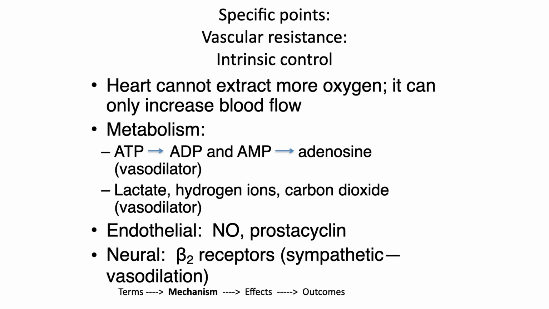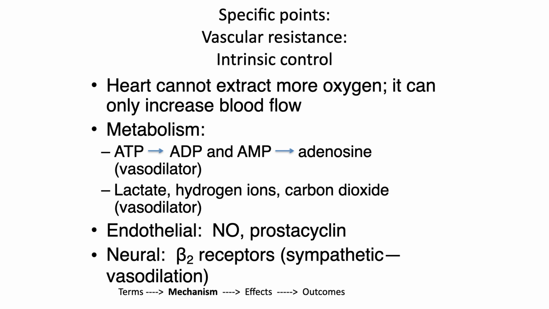So with vascular resistance, talking about intrinsic control, one thing that says is the heart basically can't extract more oxygen. It can only increase blood flow to it. So it's basically very efficient at removing the oxygen from the blood that it needs to supply it. So the only thing you can do to get more is increase blood flow. There are different ways you can do that through vasodilation, and so these are all important things to consider as far as what's going on and why the heart might not be able to receive.